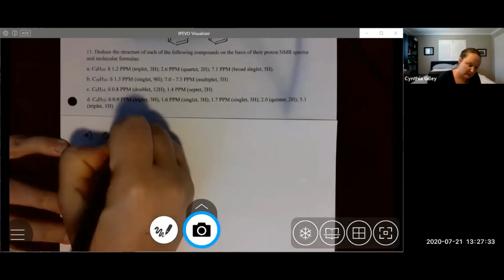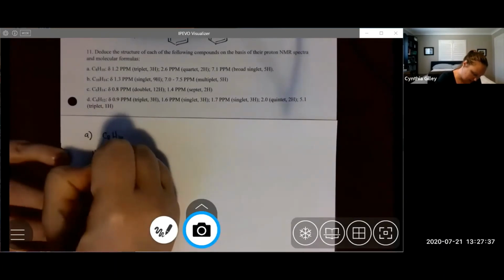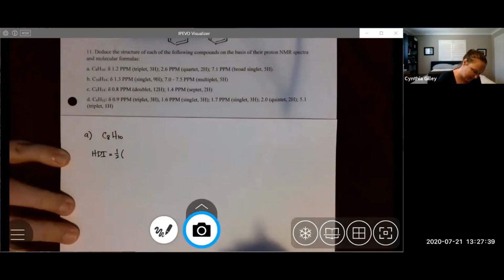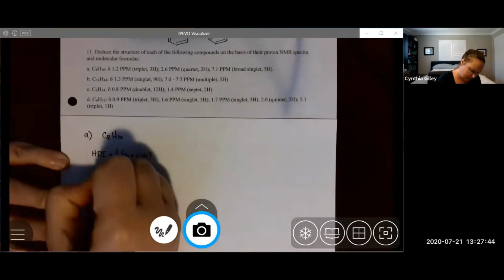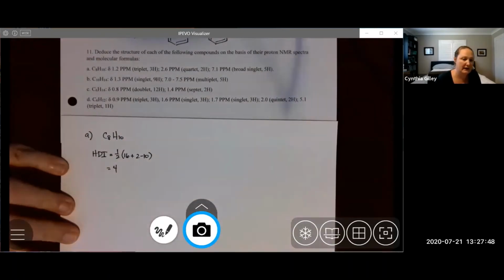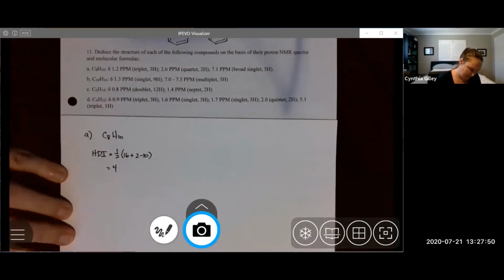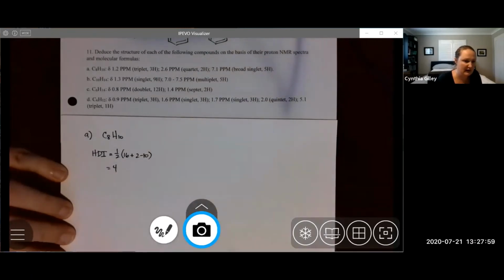C8H10, which the HDI formula for that would be 1/2 times 2 times 8 is 16 plus 2 minus 10. So we have 4, and whenever I see 4 or more, I start thinking about an aromatic ring, because an aromatic ring is a ring, so that's 1 unit of HDI, and then 3 pi bonds would be a total of 4. So let's look at the data here.